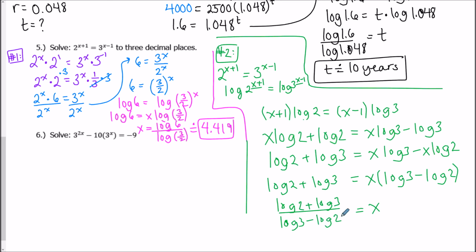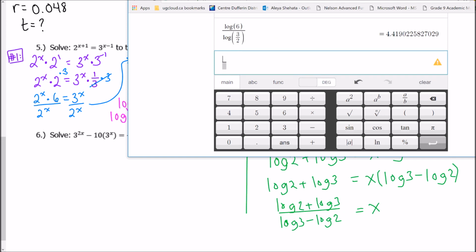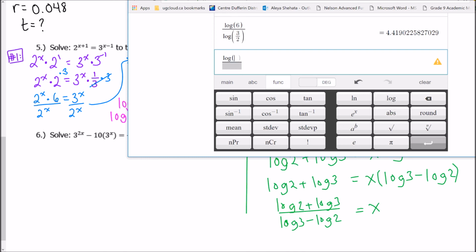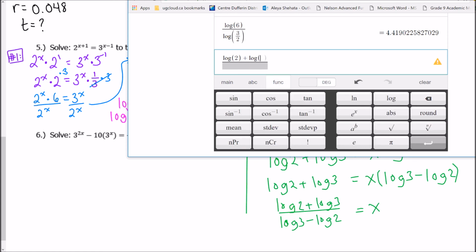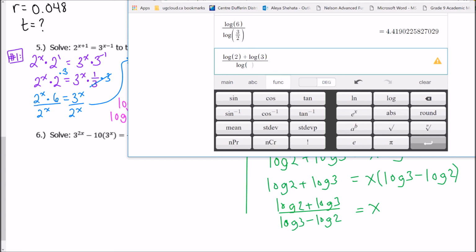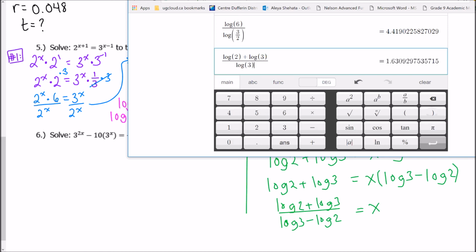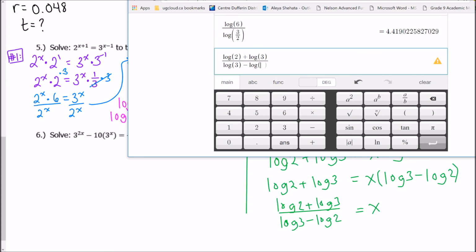Okay, so let's go ahead into Desmos and let's type this in right here. So I'm going to go to function, type in log. I want log of 2, close my bracket, and then I want plus log of 3. So go to function again, log, and we're going to type in log of 3, close the bracket, and that's going to be over log of 3. So go to function again, type in log. We'll have log of 3, close your bracket, minus, go to function one last time, log of 2, right here, and we end up getting the exact same answer.